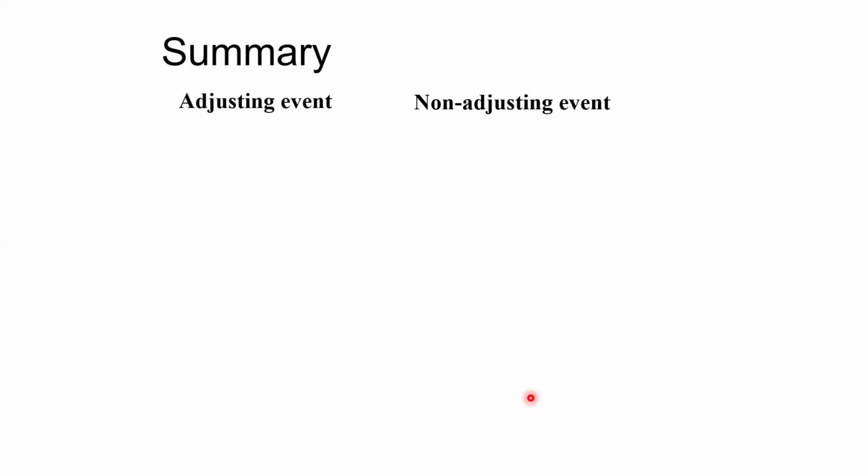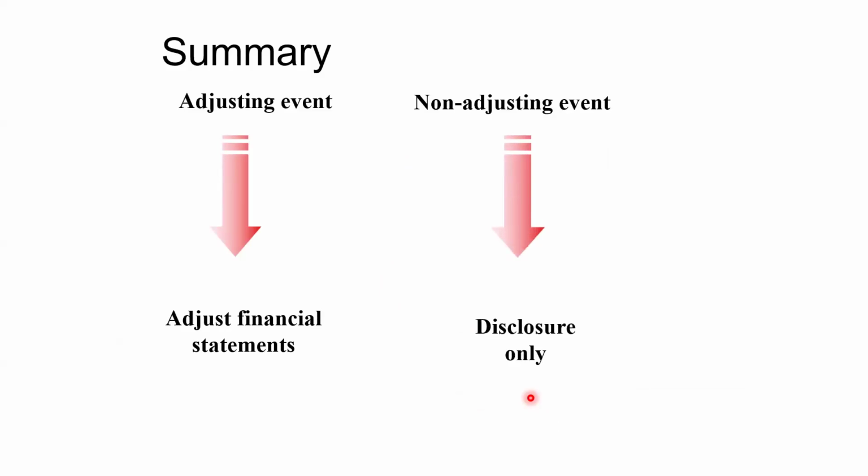So what have we learned so far with regards to IAS 10? We have learned what an adjusting event is and what a non-adjusting event is. We know events after the reporting period, and we know which of them we should adjust and which we should not adjust. If the event after the reporting period is an adjusting event, then you have to adjust the financial statement to reflect it. If it is a non-adjusting event, then you only have to disclose it. This is what we have learned so far.